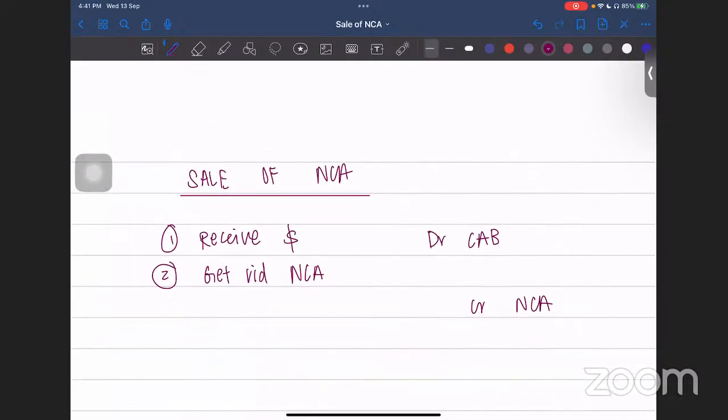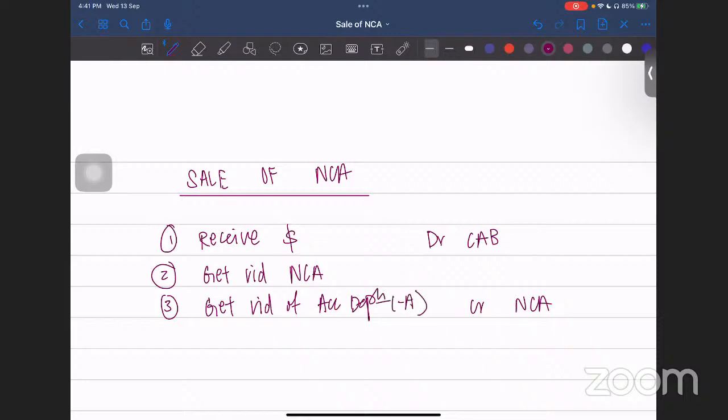We also learned that an NCA comes along with accumulated depreciation, right? When you have an NCA, every year you will depreciate. So at the year that you sell, you will have an accumulated depreciation. The accumulated depreciation, you also have to get rid of it. Accumulated depreciation is a contra asset. To remove the contra asset, you need to debit it. So you will debit accumulated depreciation.